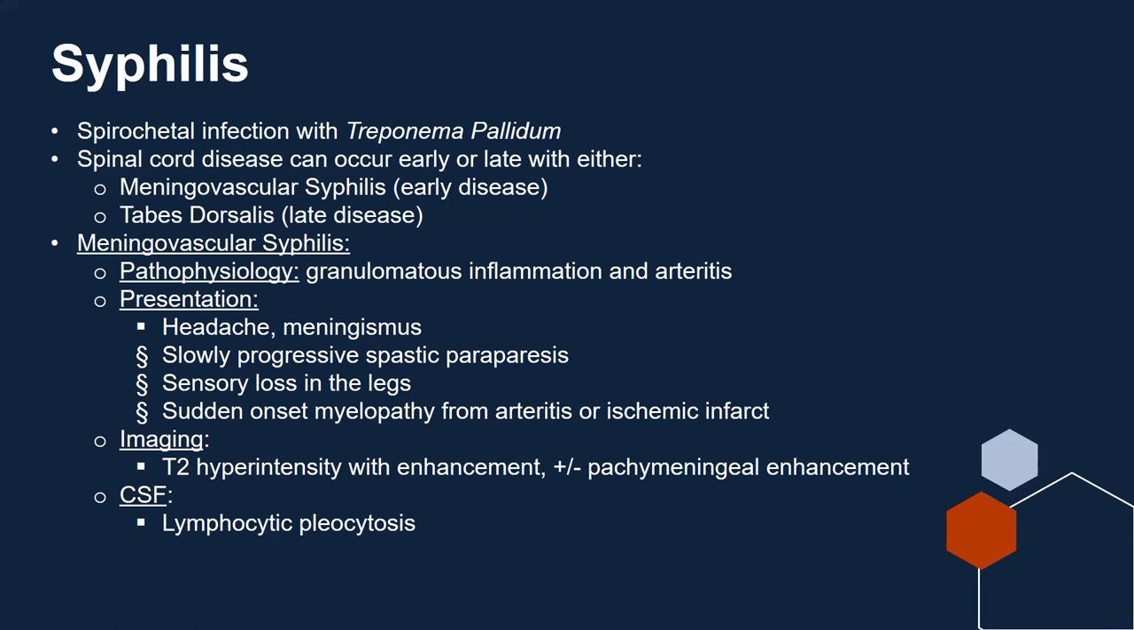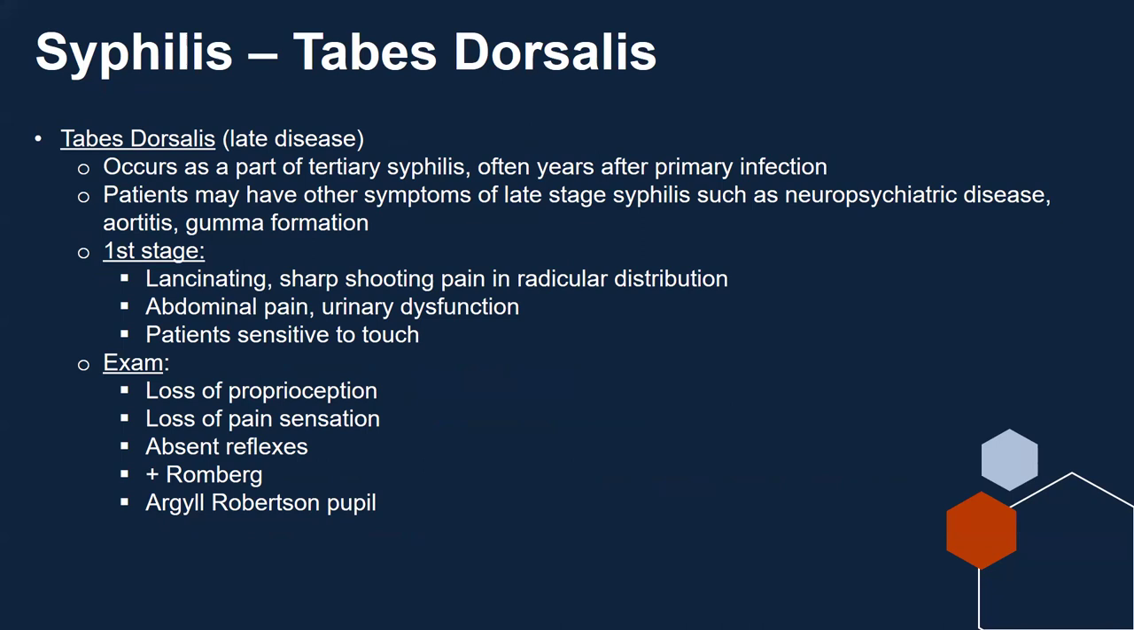In contrast to meningovascular syphilis, tabes dorsalis typically occurs late in the disease during tertiary syphilis, which is years after the primary infection. Patients may have other symptoms of late-stage syphilis, such as neuropsychiatric symptoms, aortitis, and gumma formation in various locations. In the first stage of tabes dorsalis, patients present with lancinating and sharpshooting pains that occur in a radicular distribution, and they're often sensitive to touch, as touching painful areas may elicit a sharpshooting pain.